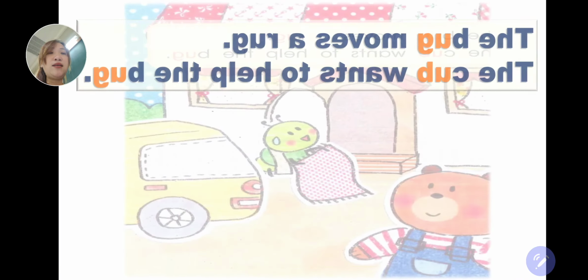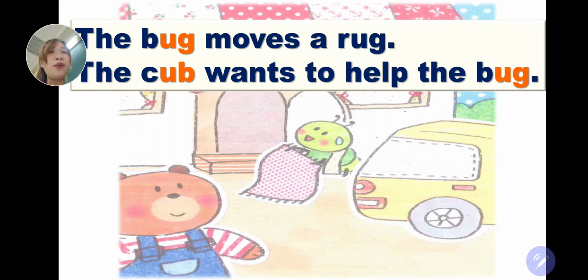Okay. Now can you see? The bug moves a rug. The bug moves a rug. 好，这个小虫子呢，它搬了什么呢？它搬了一个这个什么 rug，小毯子。它搬了这个小毯子要干什么呢？我们来看一下，可能等一下有用。Next one, the cub wants to help the bug.